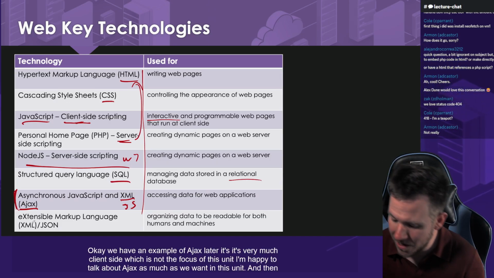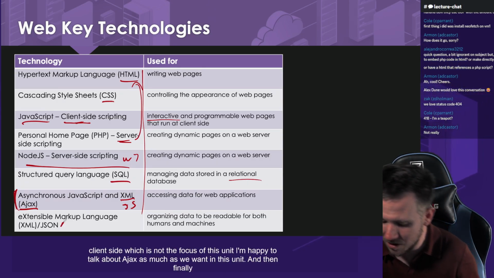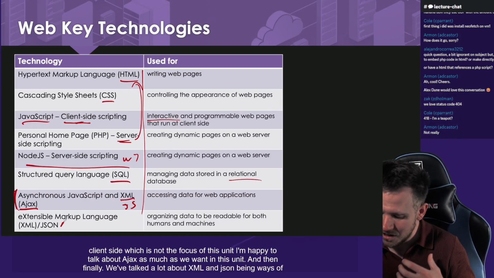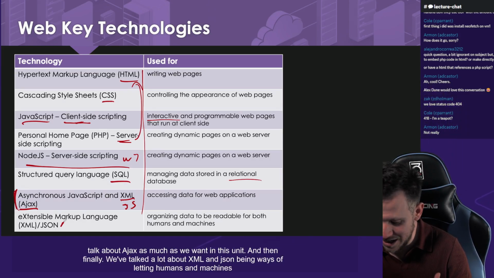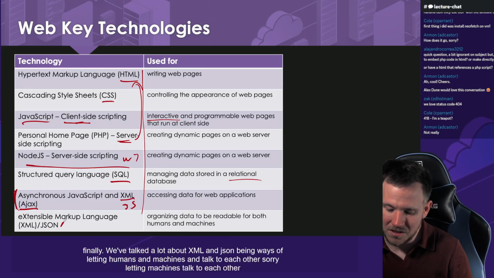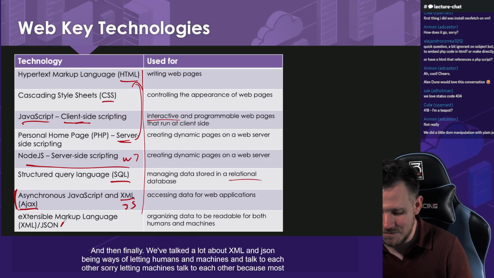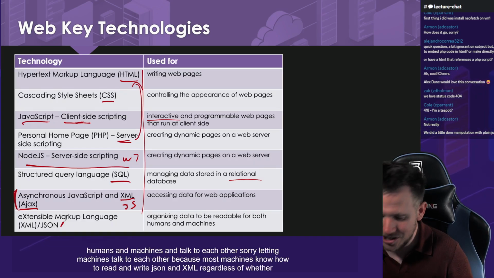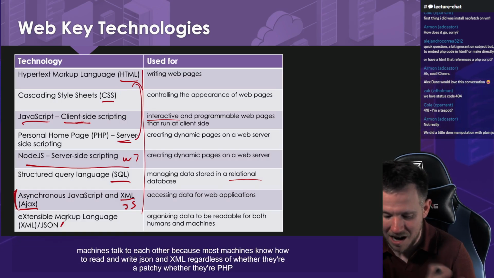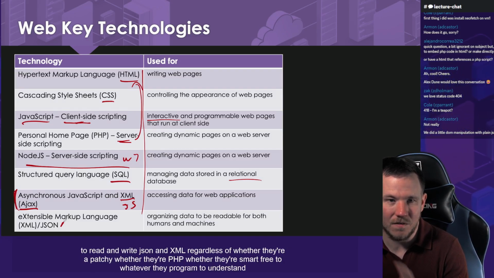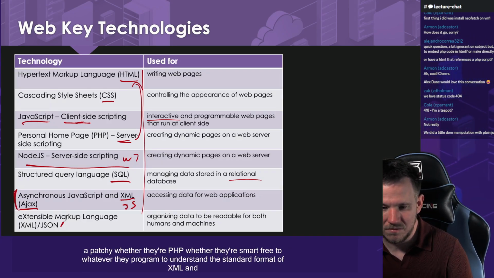And then finally, we've talked a lot about XML and JSON being ways of letting machines talk to each other, because most machines know how to read and write JSON and XML, regardless of whether they're Apache, whether they're PHP, whether they're a smart fridge or whatever. They are programmed to understand the standard format of XML and JSON. Yeah, cool. So a bit of DOM manipulation.